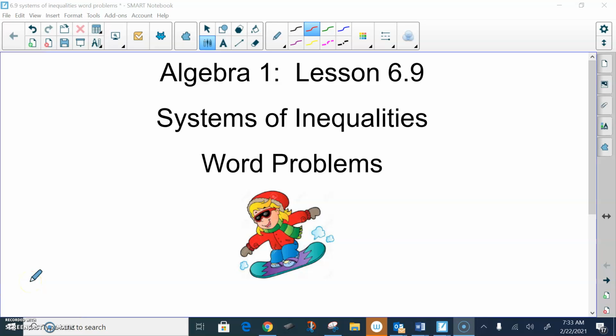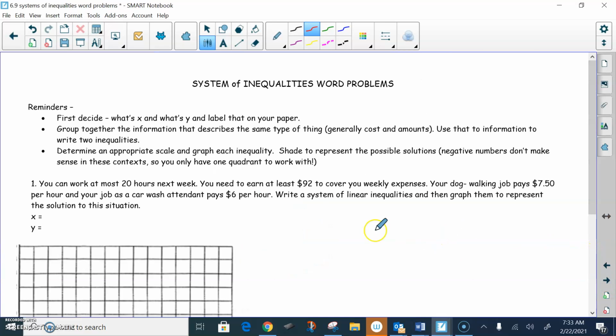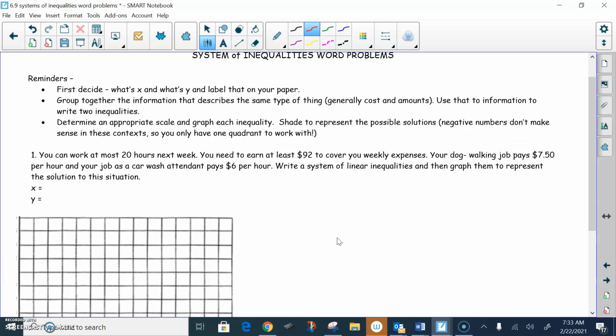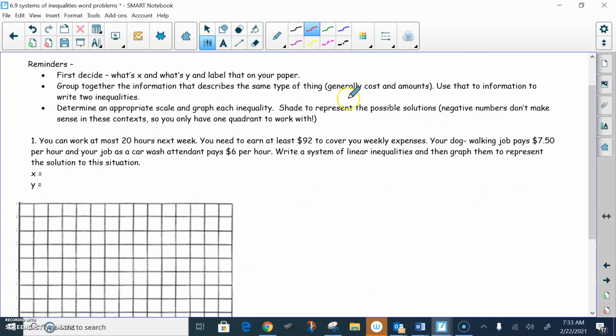This is Algebra 1, Lesson 6.9, Systems of Inequality Word Problems. So we've done systems of equations, we've done systems of inequalities, and now we're going to do some word problems with systems of inequalities. Just like we did with systems of equations, they're going to give you enough information to write two equations, in this case two inequalities.